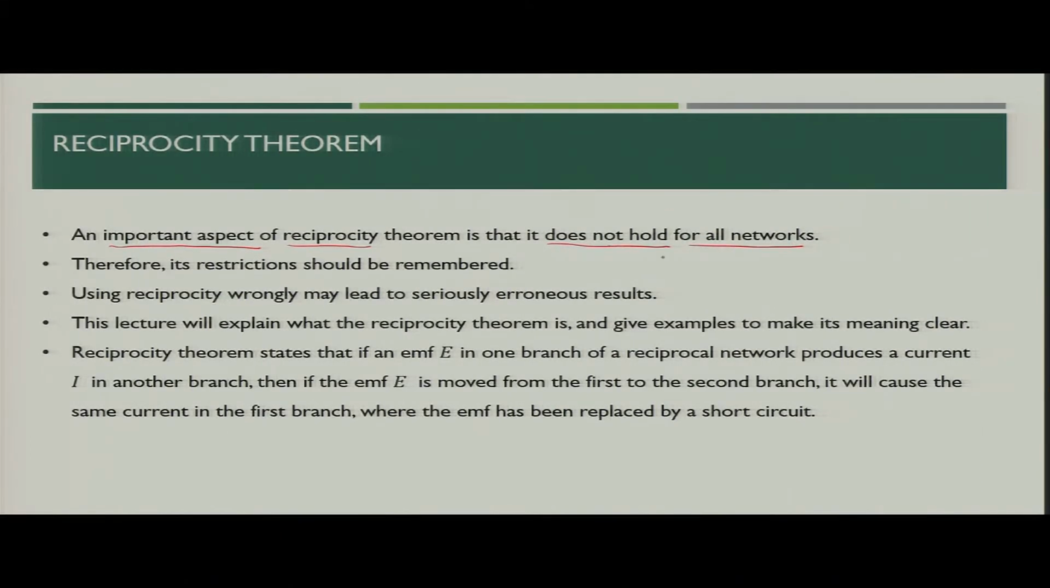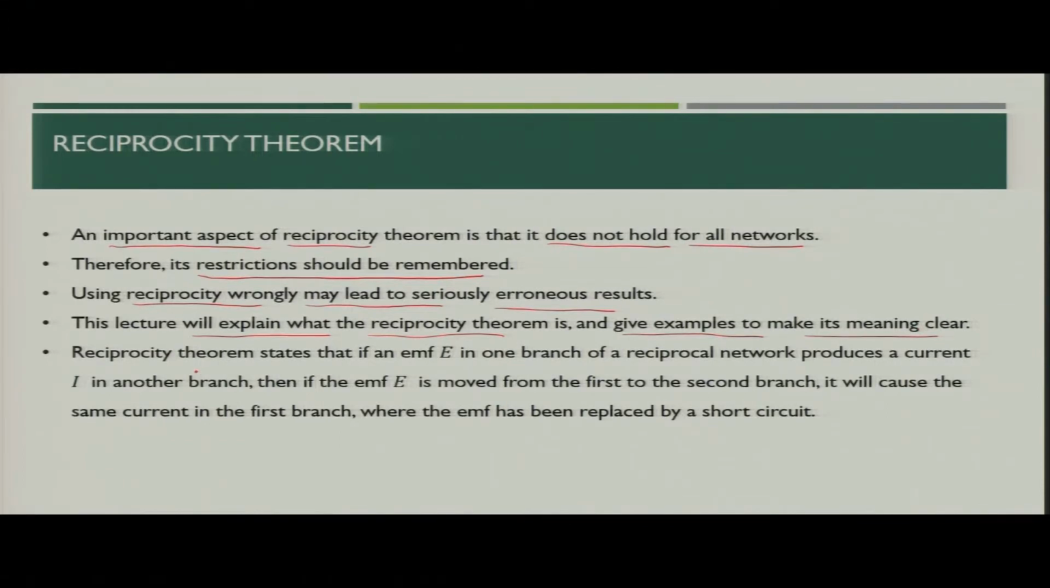So, we have to be very careful when we deal with the reciprocity theorem, and we have to keep remembering the restrictions which are imposed on it, because if you do not follow them, you will use the reciprocity theorem wrongly, and that may lead to a serious erroneous result in the circuit. So, in this lecture we will explain what we mean by the reciprocity theorem, and we will also take one example to make things clear.